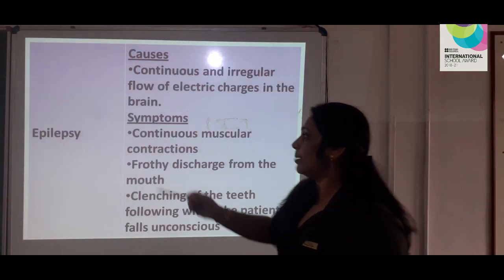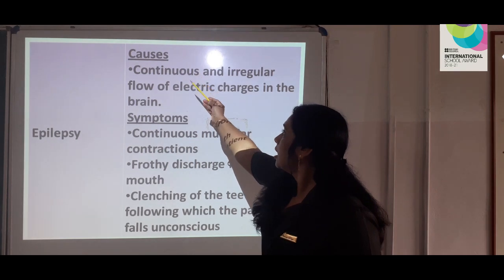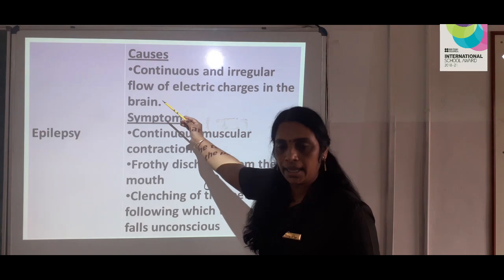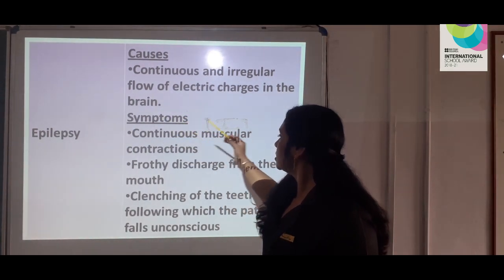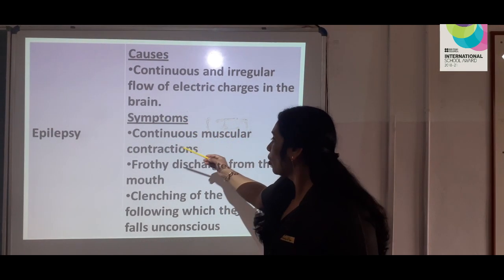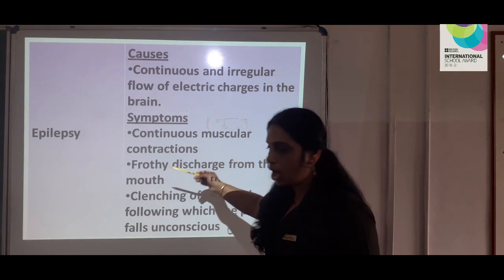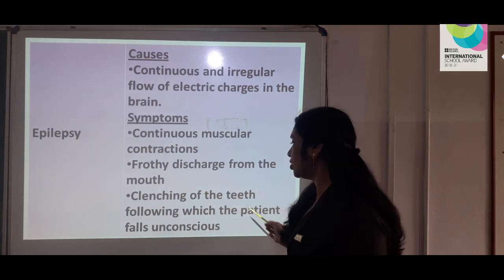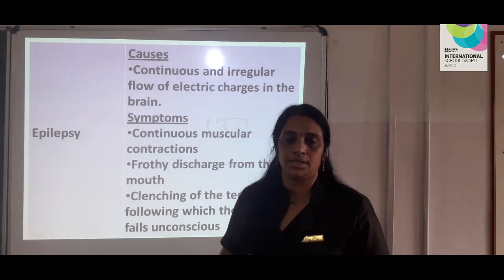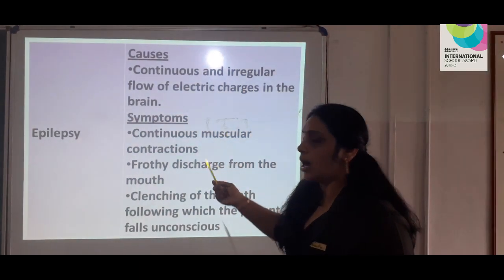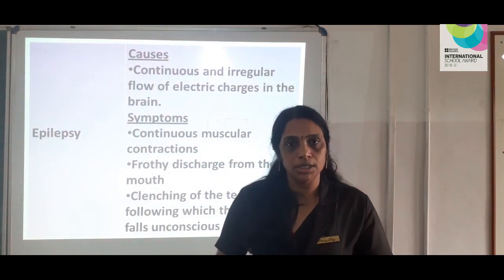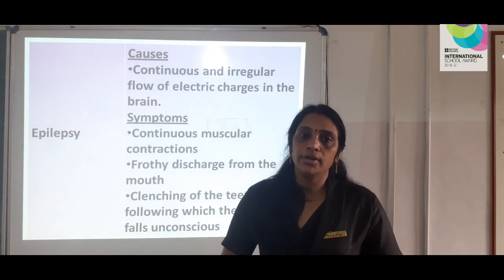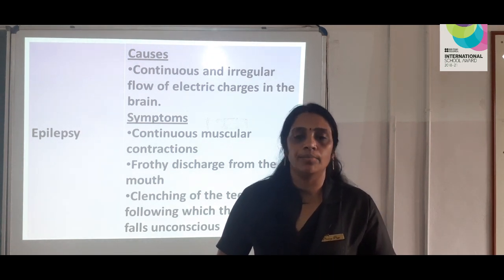And the third one is epilepsy. The cause is continuous and irregular flow of electric charges in the brain. Symptoms are continuous muscular contraction, foamy discharge from the mouth, clenching of the teeth, following which the patient falls unconscious. So my dear children, these are some of the nervous disorders which take place in the body when we are not taking proper food.